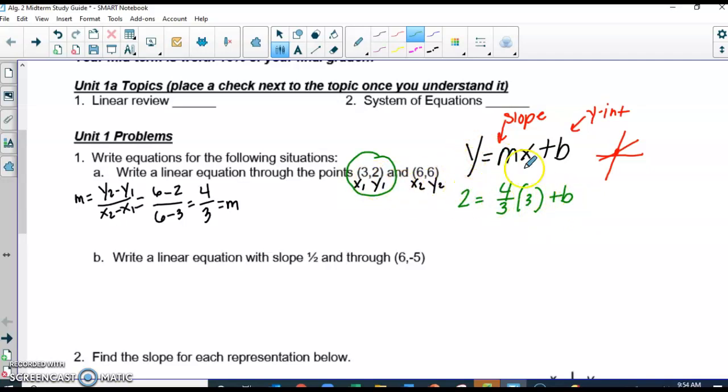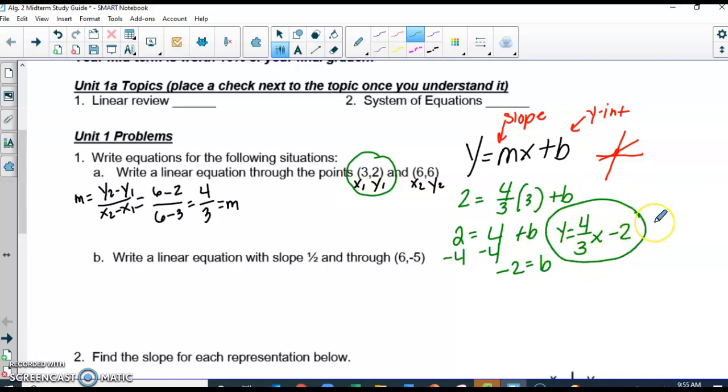I plug my x and y into my equation, and now I'm starting to solve. So I have 2 equals 4 times 3, which is 12, divided by 3, which is 4, plus b. To get b alone, I subtract 4 from both sides. I have -2 equals b. Now I can plug that back into my main equation. So I have y equals 4/3 x minus 2. That is my answer for number 1.